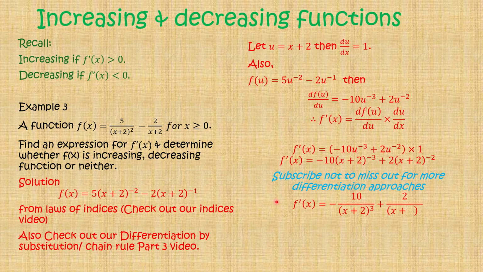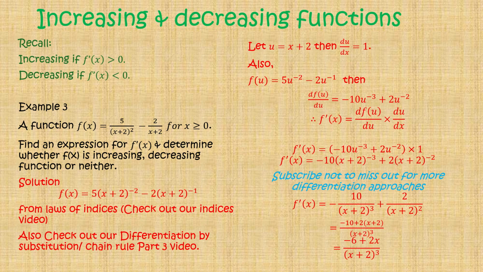Now, moving on, f prime of x becomes minus 10 over (x plus 2) to the power 3 plus 2 divided by (x plus 2) squared. Now, we can combine the two fractions into one fraction, so that the numerator is minus 10 plus 2 times (x plus 2), all over (x plus 2) cubed. Simplifying further, our f prime of x becomes minus 6 plus 2x in the numerator, and the denominator remains the same.